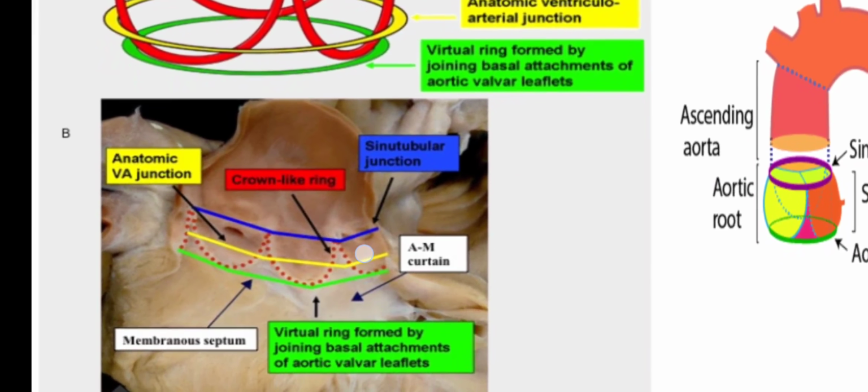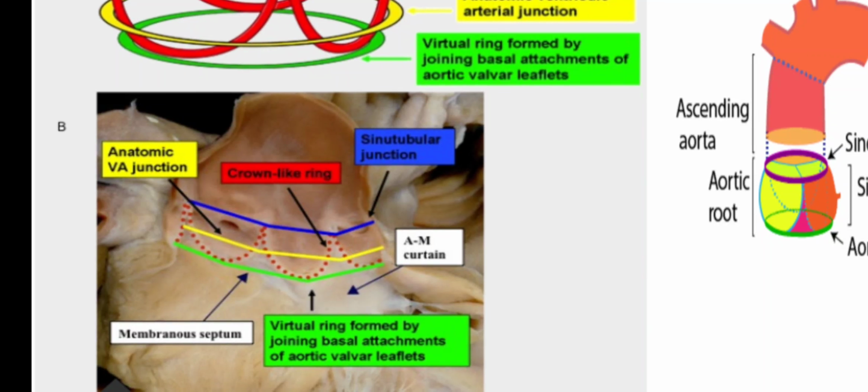Understood? Then look down. This is the anatomical cut down, and the blue line is the sinotubular junction, and this red dotted line is the crown-like ring, and this yellow line is the anatomic ventriculo-aortic junction, and this blue arrow shows the aortomitral curtain, and this one is the virtual ring formed by joining the basal attachments of the aortic valvular leaflets. This arrow shows the membranous septum.